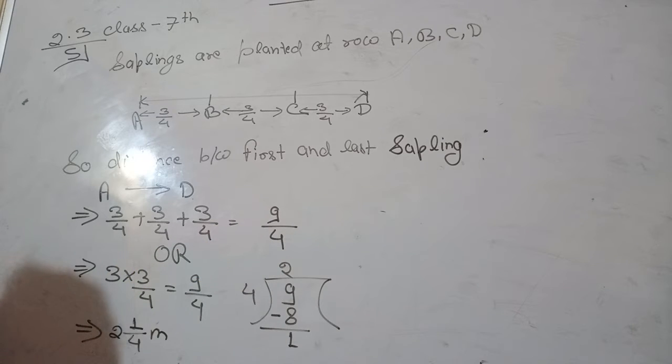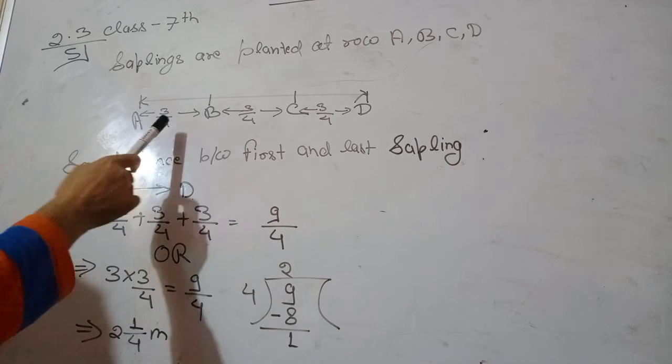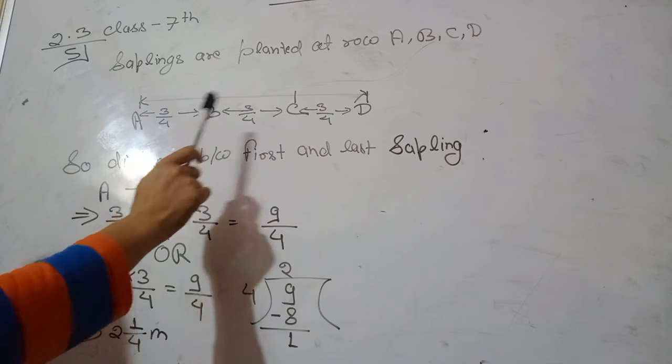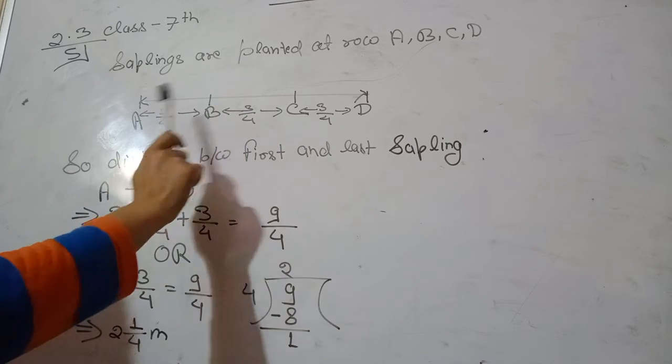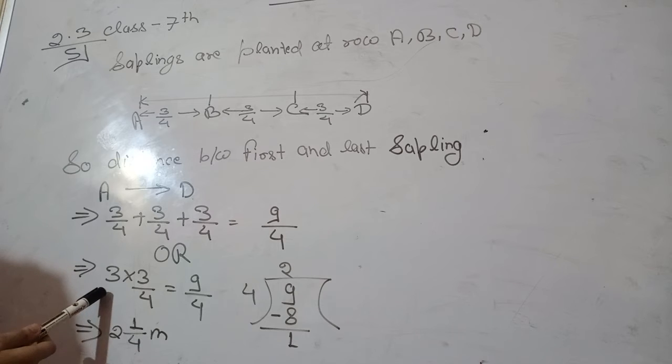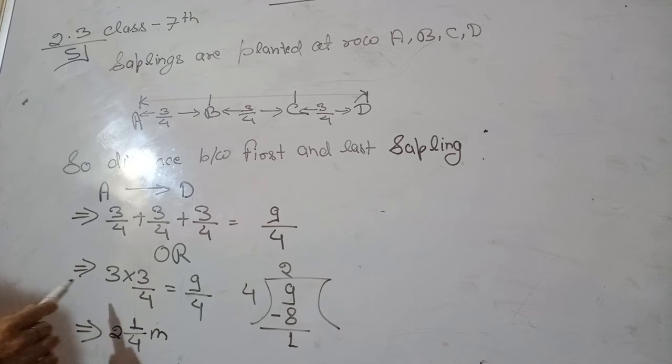Or there is one more method here. You can see how many times 3 by 4 is written between A and D: 1, 2 and 3. So 3 by 4 is written 3 times. So you can simply multiply 3 times 3 by 4. Here, since nothing is given, you can place 1 in the denominator. So 3 3s are 9, 4 1s are 4.